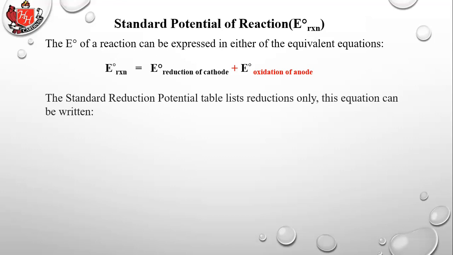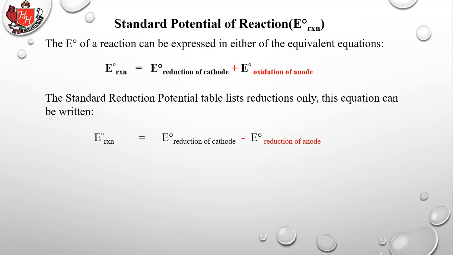Another way to do it: the standard reduction potential table lists reductions only. So this equation can also be written like this. The potential of the reaction is the potential of the reduction of the cathode. Those are the positive numbers we saw up on the top of the table. And then you simply subtract those negative numbers down at the bottom. So it's minus a negative number, and that's the reduction of the anode. Either of these are the same equation.